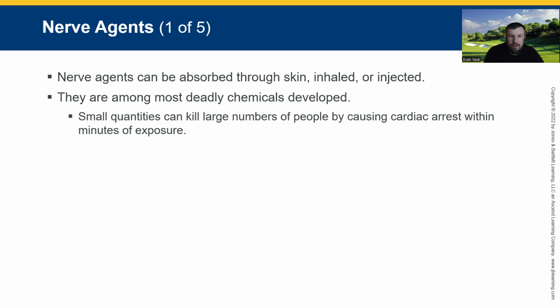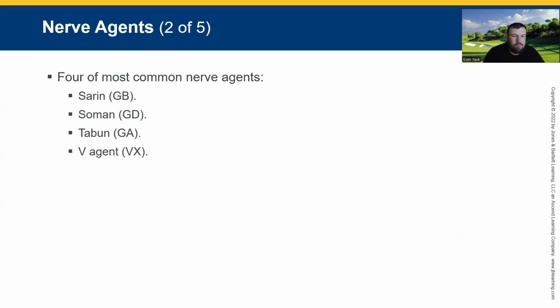So nerve agents, I'm not going to pretend that I'm an expert on this, so we're going to kind of read through this. Nerve agents can be absorbed through the skin, inhaled, or injected. They are among the most deadly chemicals developed. Small quantities can kill a large number of people by causing cardiac arrest within minutes of exposure. The four most common are sarin, soman, tabun, and the V agent. Guys, I don't know very much about this stuff. So if you want to look this up on Google or whatever, that's awesome. If you want to do that homework, go ahead.